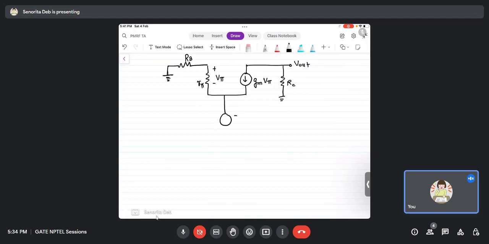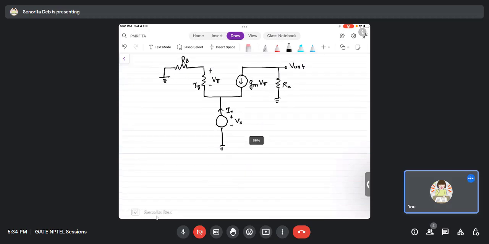Input impedance will be the impedance seen with this source, right? So Vx by Ix. Okay, so please draw this. Then write what is V pi in terms of Vx. What is V pi in terms of Vx? Okay, please write that. Draw this model and write that.